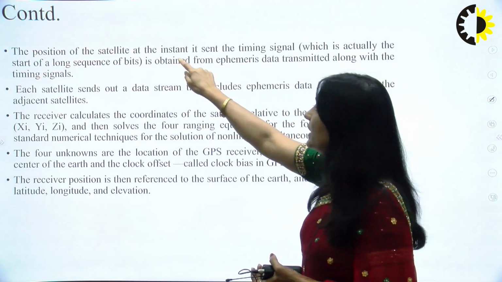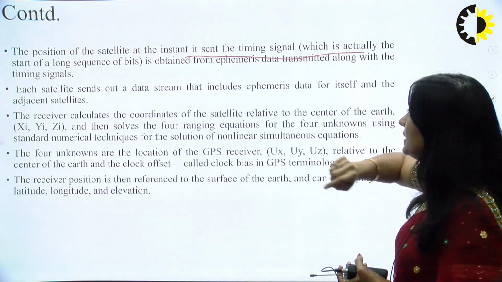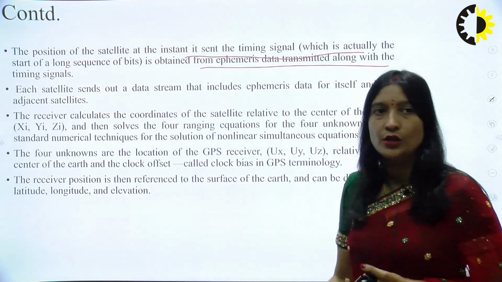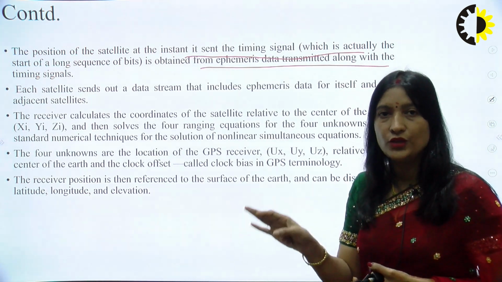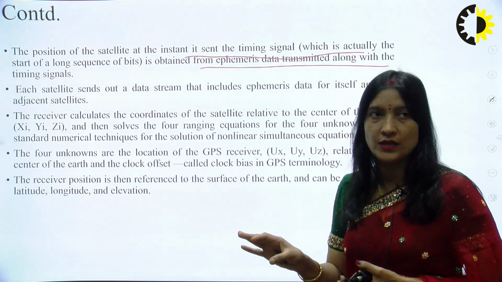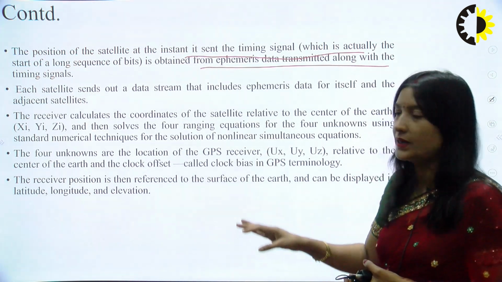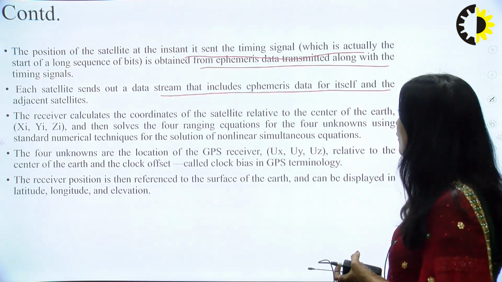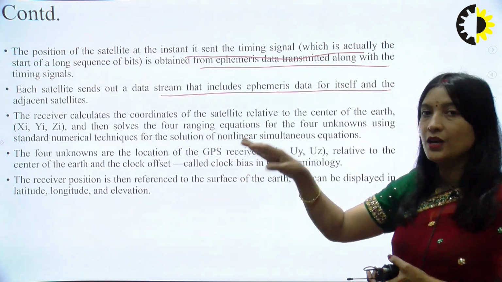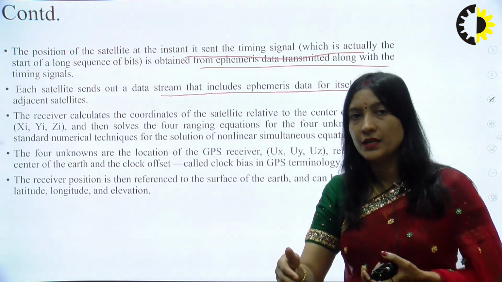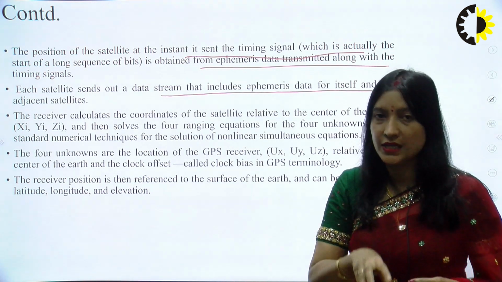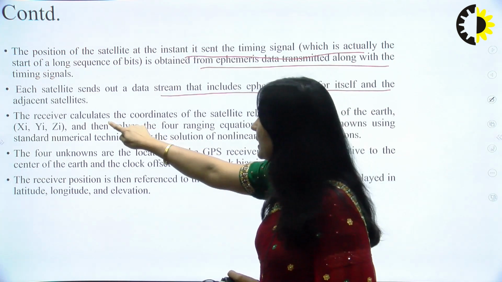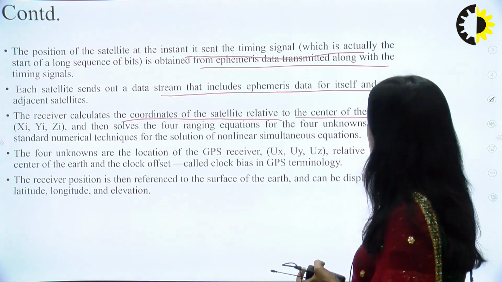The position of the satellite at any instant is obtained from the ephemeris data transmitted along with the timing signal. So timing information is sent, and the ephemeris data is also sent. Because of that, we can calculate the position of the satellite. Each satellite sends out a data stream that includes the ephemeris data for itself and the adjacent satellites. So the satellite which is giving you a signal is giving information about itself and also about the nearby satellites.